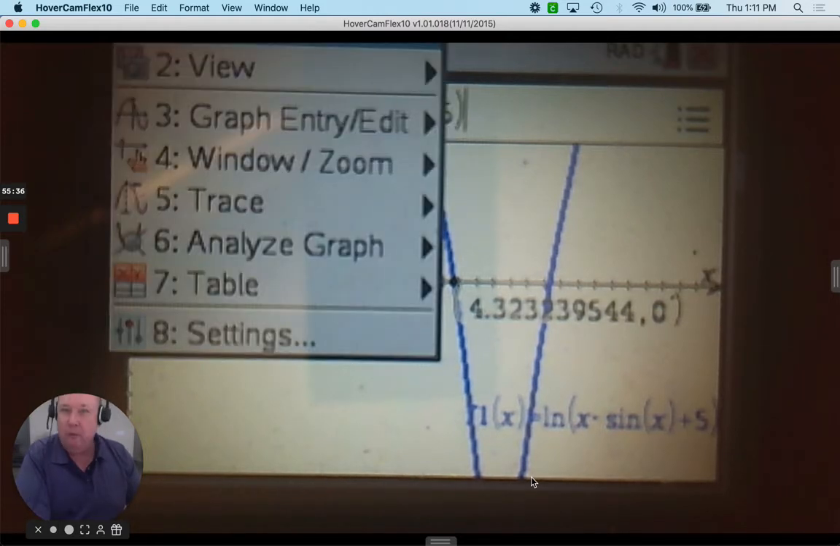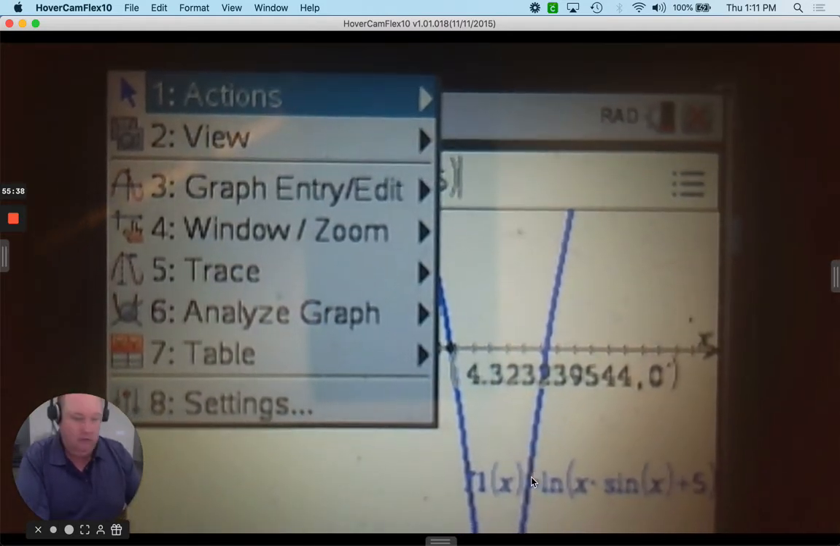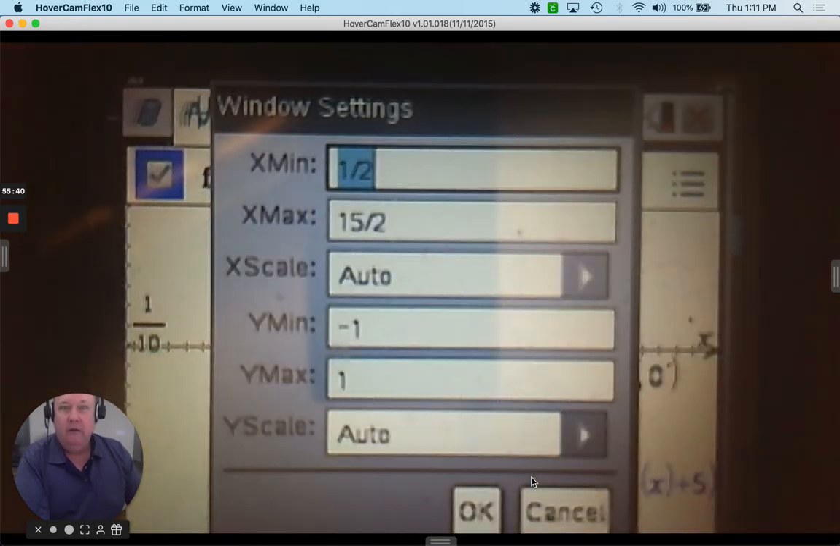Make sure the window. So I put a window of 1/2 to 7.5 because I looked at the answer choices. And the smallest answer choice was 1, so I went 1/2. The biggest answer choice was 7, so I went 7.5.